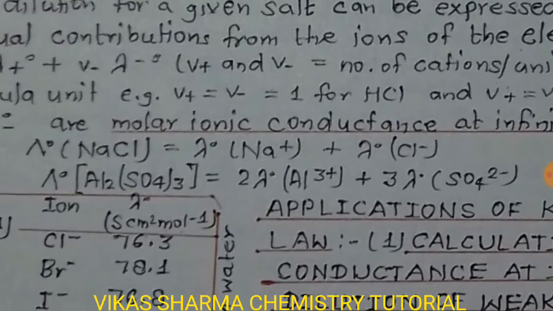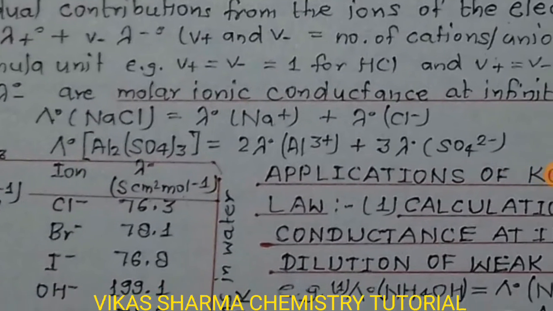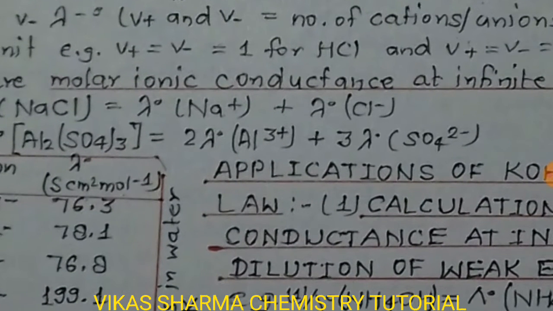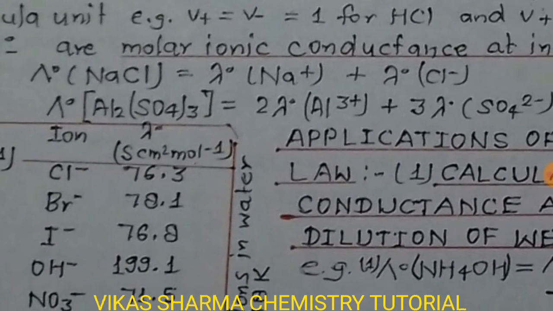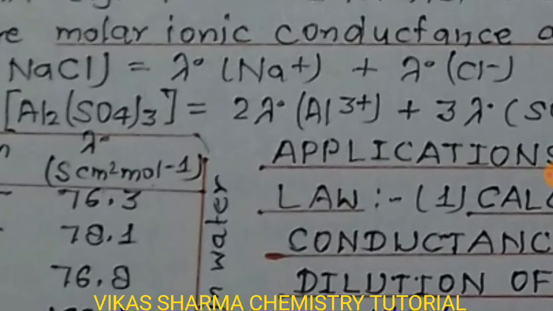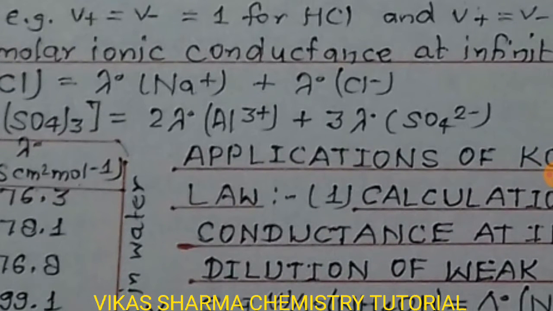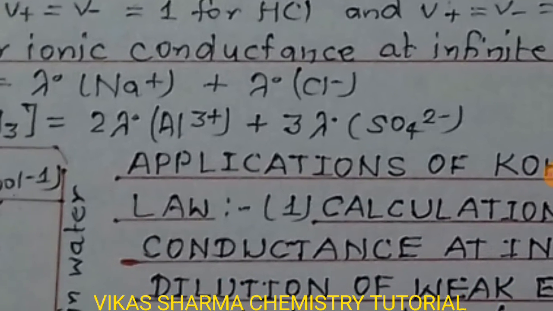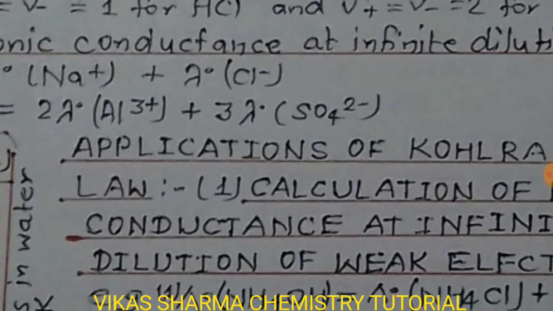So if we calculate the molar conductance of sodium chloride, for example, the molar ionic conductance at infinite dilution is equal to the molar conductance of the sodium ion, the positive ion, and the molar conductance of the chloride ion, the anion. In the case of aluminium sulfate, students, aluminium has 2 ions and sulfate has 3 ions. Sulfate is also a polyatomic ion. So 2 multiplied by the molar conductance of the aluminium ion, which has 3 positive charge, and sulfate has 3 ions, so the molar conductance multiplied by 3 for the sulfate ions.